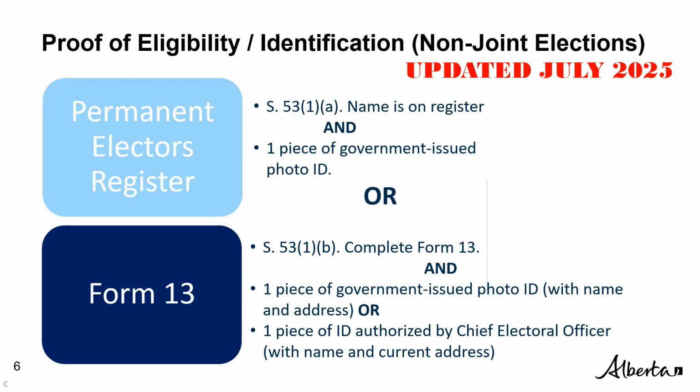The rules governing proof of elector eligibility are outlined in Section 53 of the LAEA. However, there is a slight difference in these rules depending on whether you are conducting an election for municipal candidates only, or if your election is being held jointly with school divisions. So this has been broken down into the following two slides.